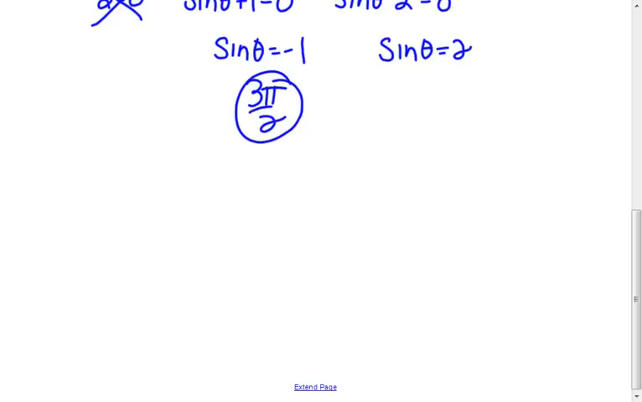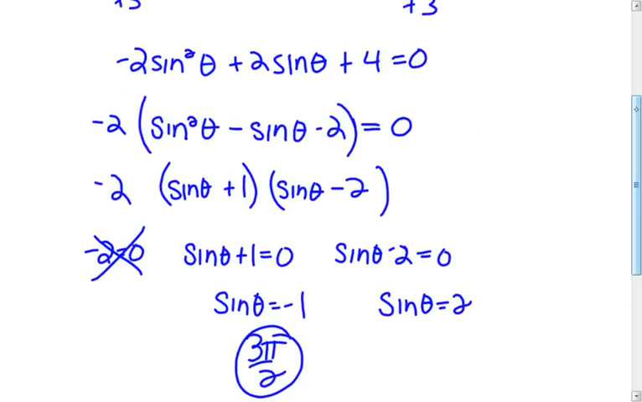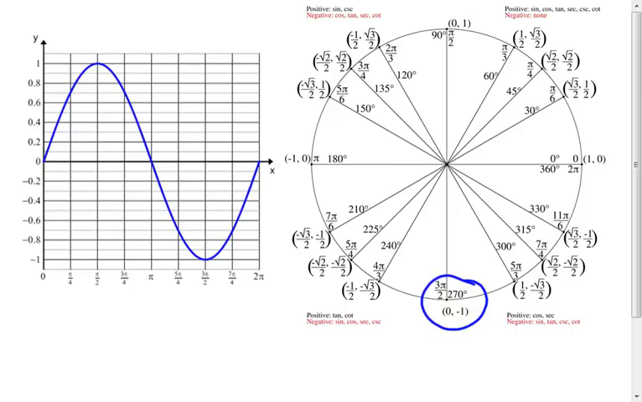Okay, the next part is asking me to figure out where sine is 2. And if you look at your unit circle, sine never gets to 2. The highest sine gets is 1, the lowest it gets is negative 1. It never gets to 2. So there's not going to be a spot on your unit circle.